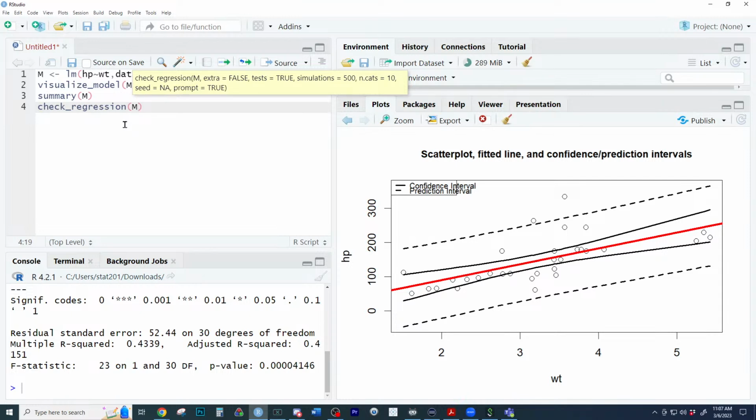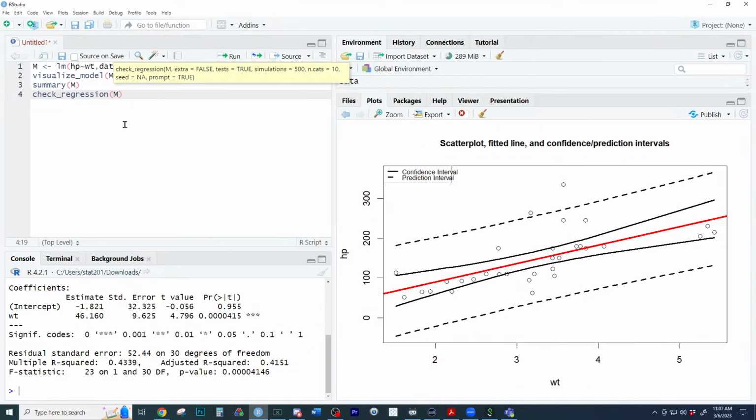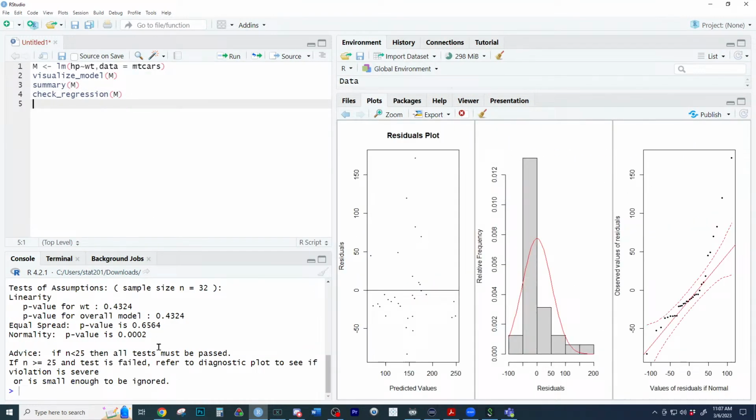What do you think check regression does for us? Like, what is the point of a check regression? Just think about what it's going to do. It's going to check the regression to see if there's issues. So check regression checks your regression to see if there's issues. So the only one we fail is where? The only condition we fail is where?